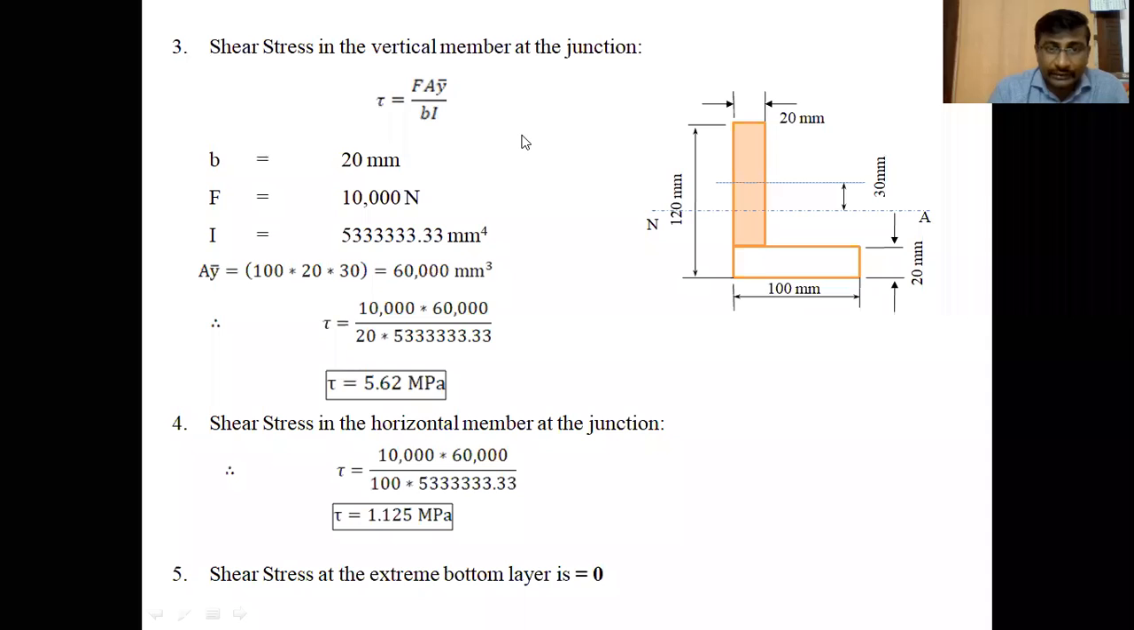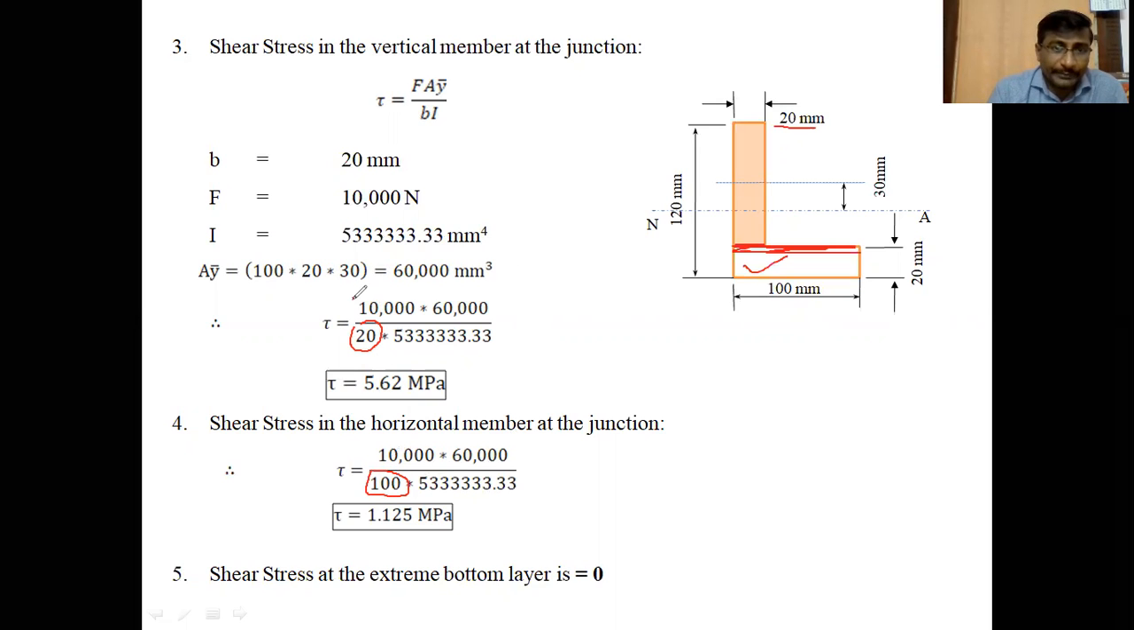In the previous section, that is in the third section, we considered the layer at this place, and the breadth of the layer was taken as 20 mm. If we consider the layer at the junction, the breadth is 100 mm. So whenever you calculate the shear stress in the horizontal member, you should consider the breadth of the layer as 100 mm. So in this formula, in place of 20, just replace the 20 value by 100 mm.